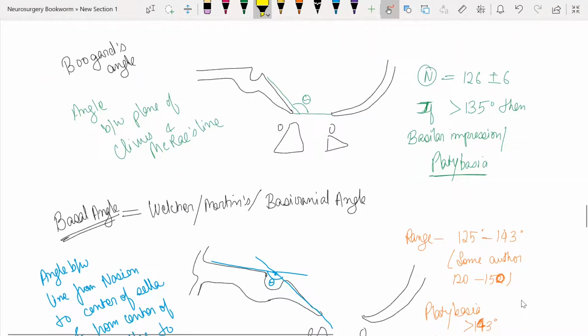Then the second parameter is Bogaerts angle. It is an angle between the plane of Clivus and Macrae's line. Normally it is 126 plus minus 6 degree. However, if it is more than 135 degree, then basilar impression or Platybasia is present.